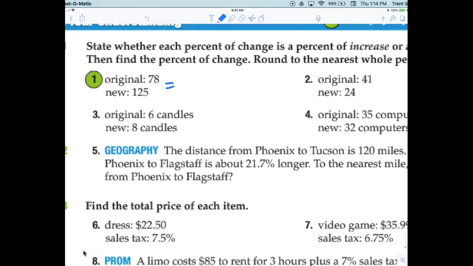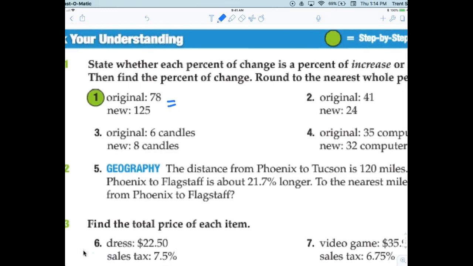I like to round to the nearest tenth. So we're changing that up. I don't like the whole percent. So what is the decimal? What decimal comes up? Point what? Point 60. Exactly 0.60? Like this, right? 0.602564.